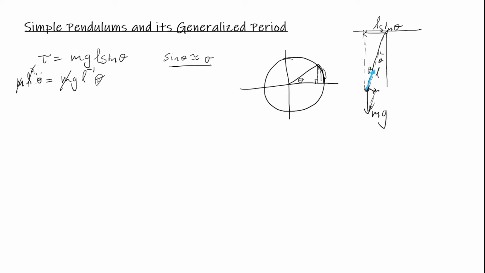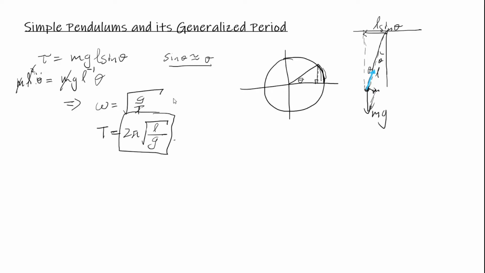From here, this is just simple harmonic motion. This gives that the angular frequency omega is root g over L. And so you can find that the period T is equal to 2 pi root L over g. So this is the period if we make these small angle assumptions.